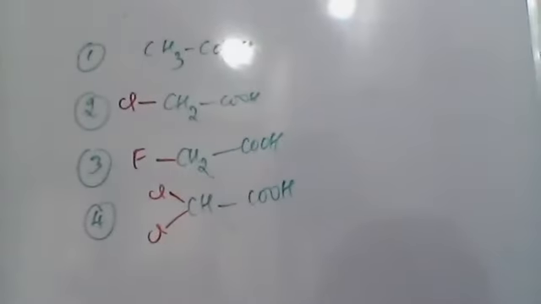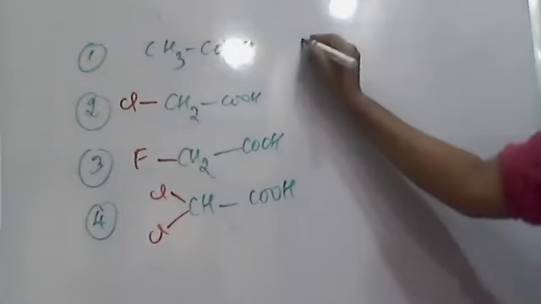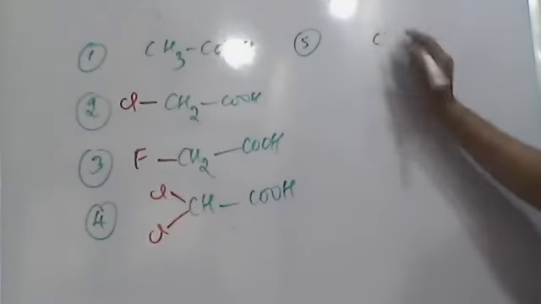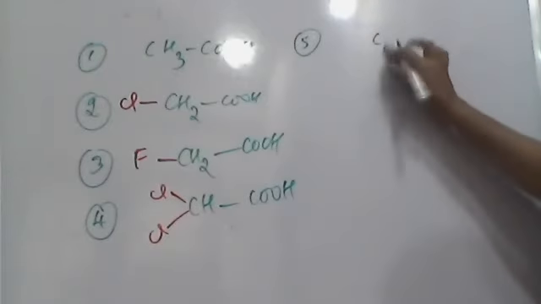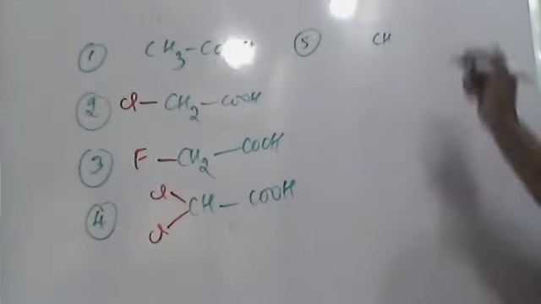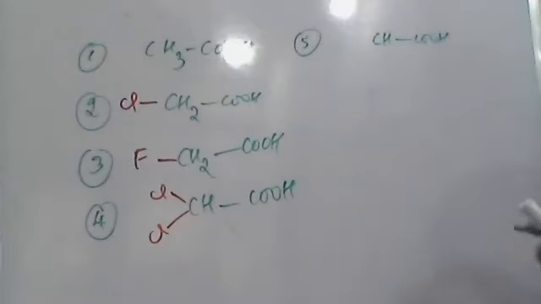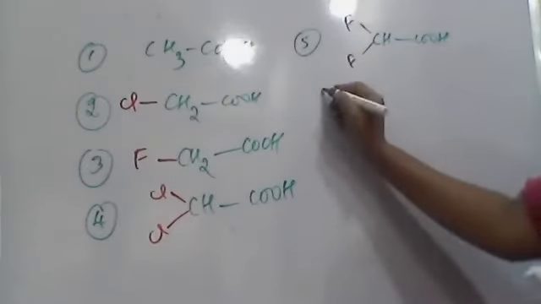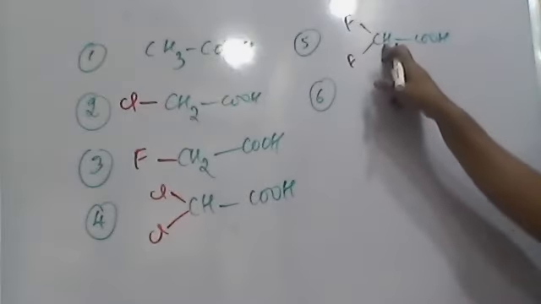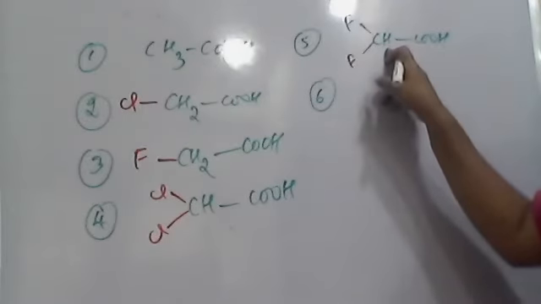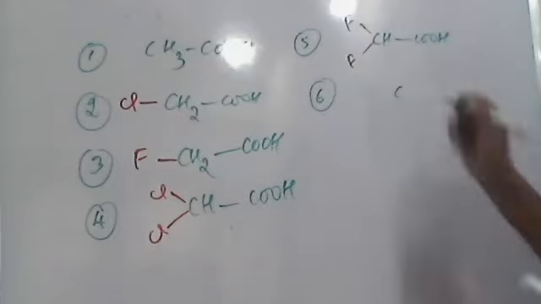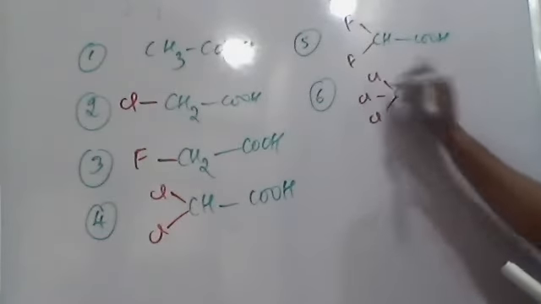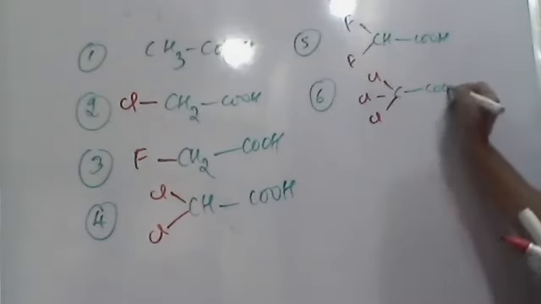One more example. Fifth one here. This time I'm replacing the two hydrogens of methyl with two fluorines. And next, the sixth molecule: all the hydrogens of this methyl are replaced with three chlorines. So this is trichloroacetic acid.